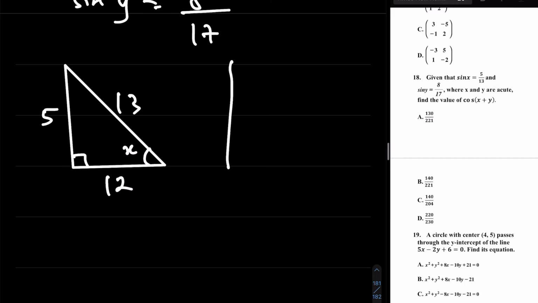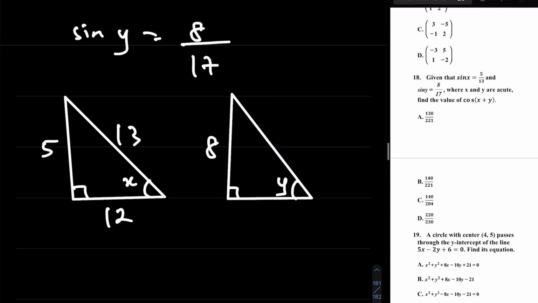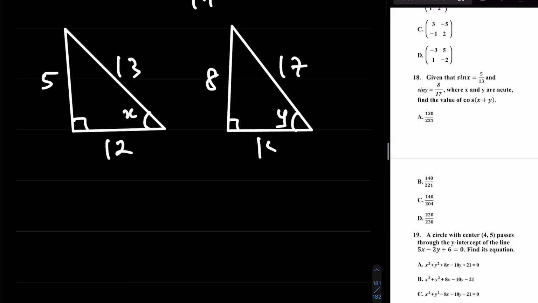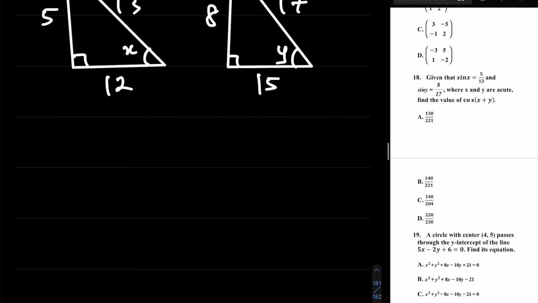Now for the second angle, which is angle y, let this be the right angle triangle and this be angle y. Sine y is 8 over 17. That means opposite is 8 and hypotenuse is 17. By Pythagoras' theorem, the adjacent will be 15.